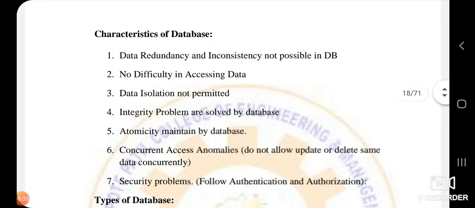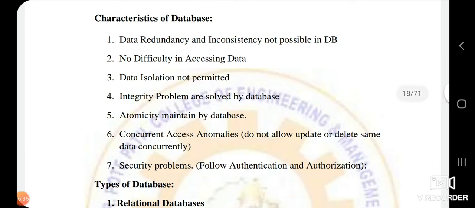Now, what are the characteristics of database? We have already seen the characteristics of database. Data redundancy and inconsistency is not possible in a database. Redundancy means duplication of data, and inconsistency means that if you update a data, it is updated at one place but it is not updated at another place, so that will be inconsistent.